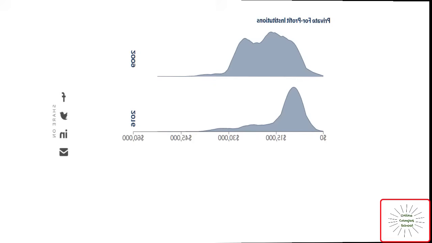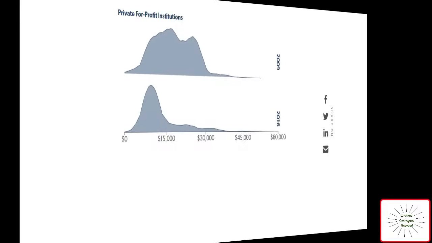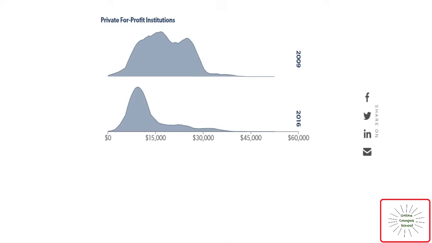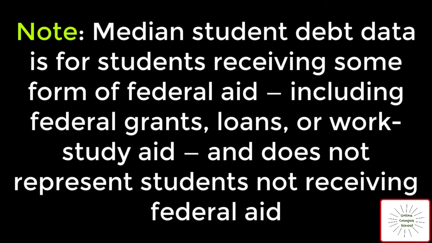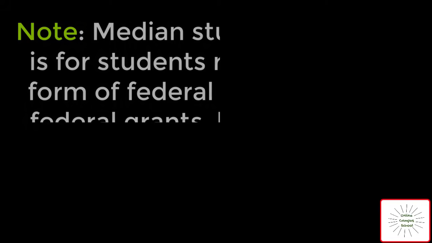Here is a clear image of the distribution of universities' median debt for students who completed their degree at public institutions, private non-profit institutions and private for-profit institutions. You can clearly see the great difference between these three. An important note is that median student debt data is for students receiving some form of federal aid, including federal grants, loans or work-study aid, and does not represent students not receiving federal aid.